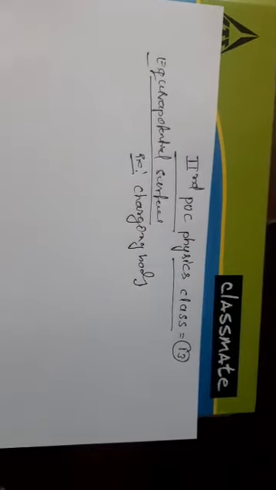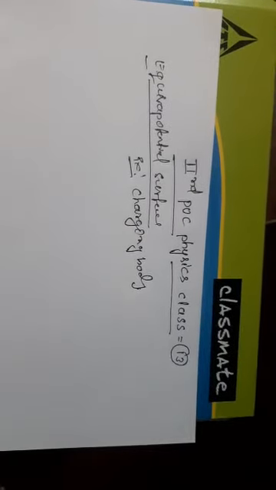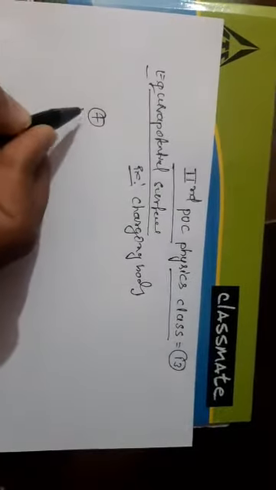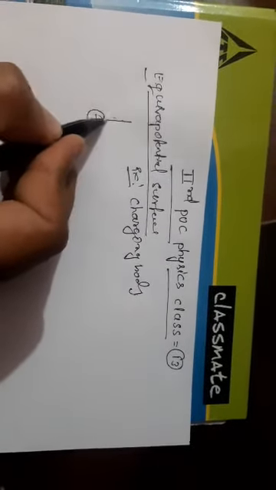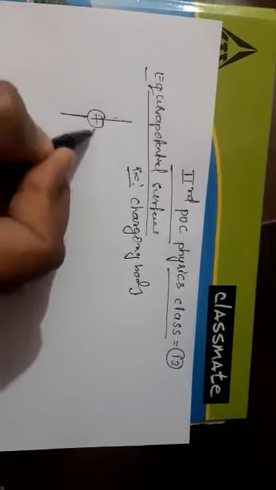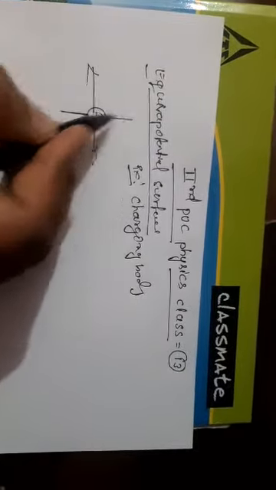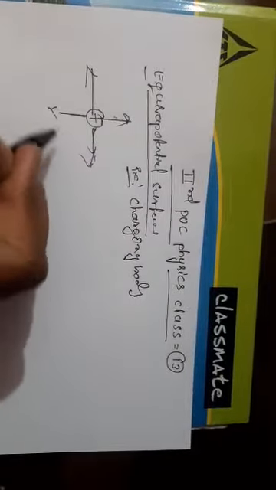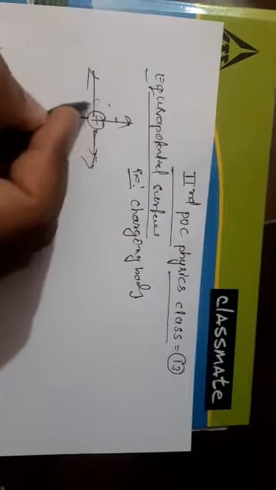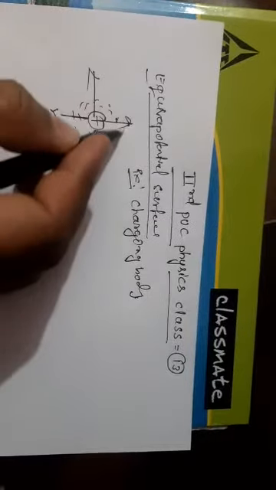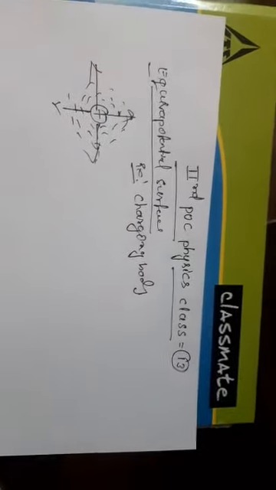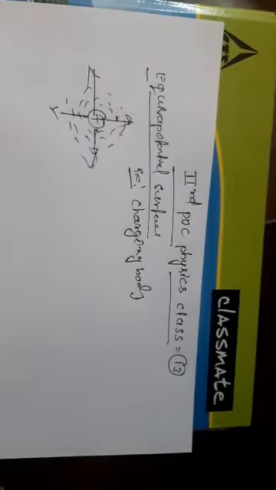How to draw the equipotential surface of a single positive charge? First, draw the positive charge. For a positive charge, the direction of the field is outward. The electric field lines are diverging. The electric field lines are normal to the equipotential surface. That is the equipotential surface of a positive charge.